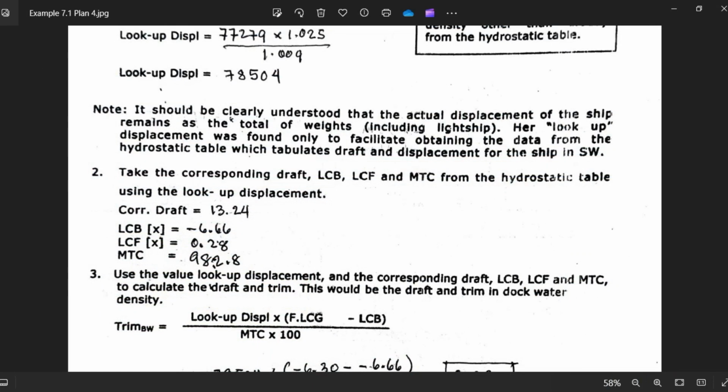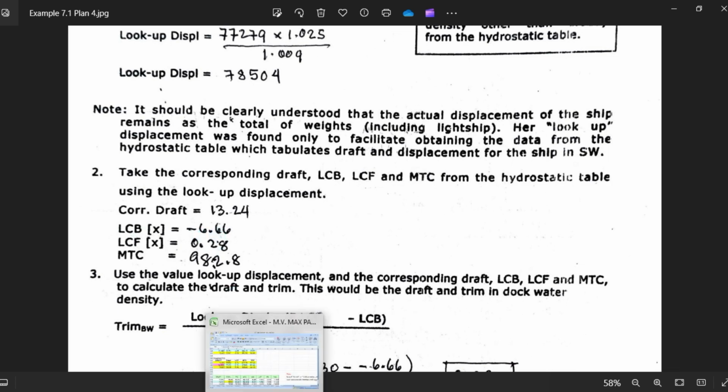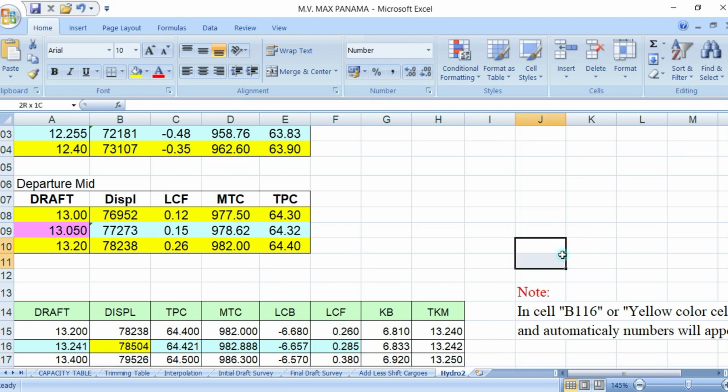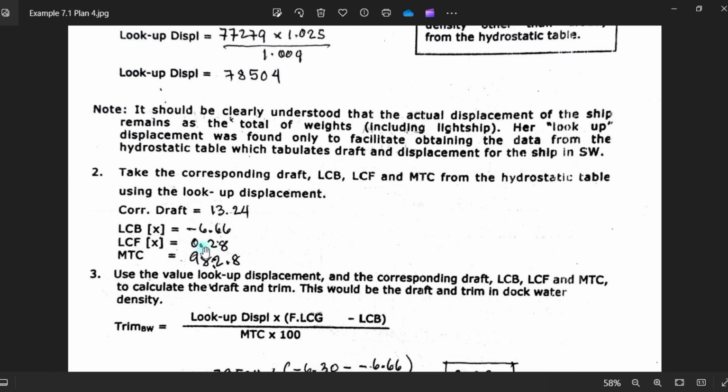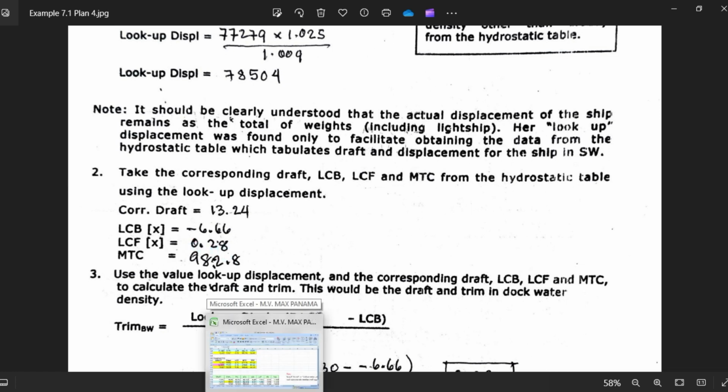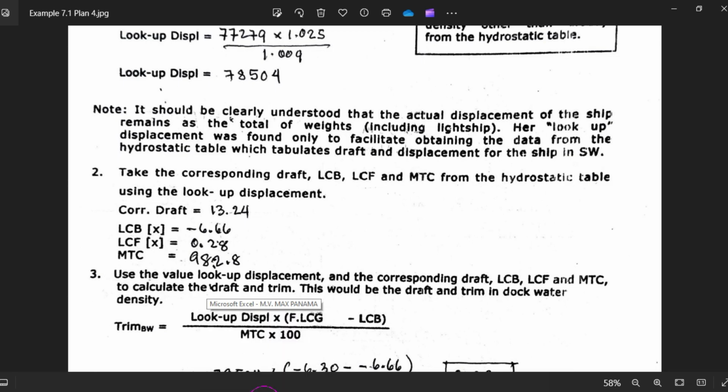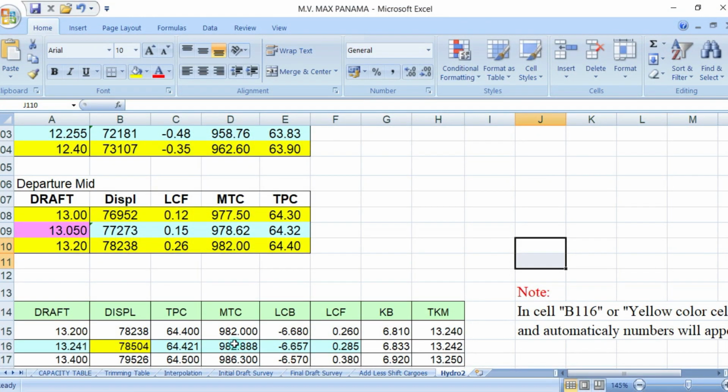Okay, LCB is negative 6.66. It is already run up here, and LCF is 0.28. Okay, MTC is 982.8. So it is confirmed.